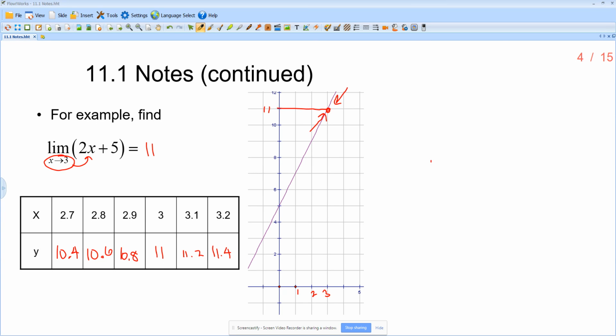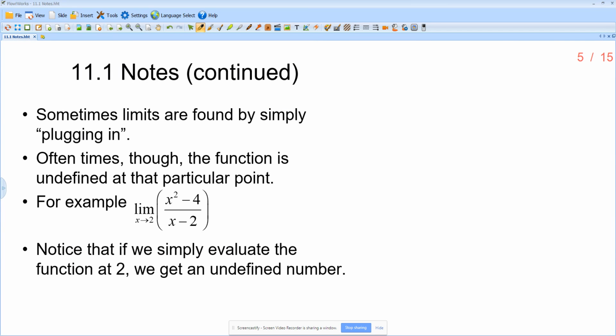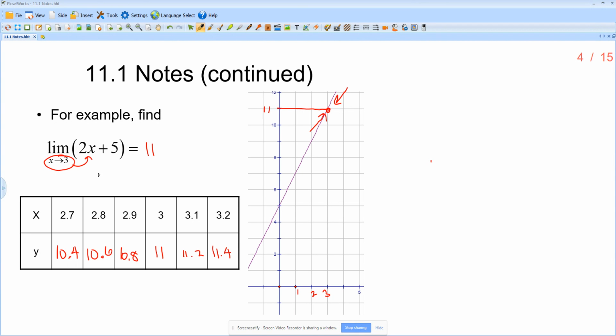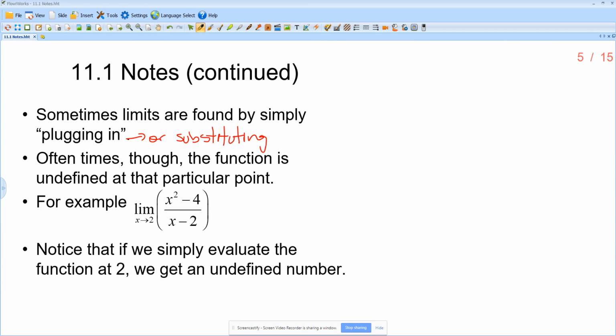All right, so moving along, some limits are found by simply plugging in. I don't like that terminology, or substituting, which is just what we did in this past one. All we did was substitute it in. Now, it's not usually that easy. That's not fun. Oftentimes, though, the function is undefined at that particular point.